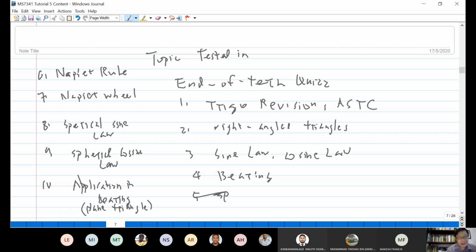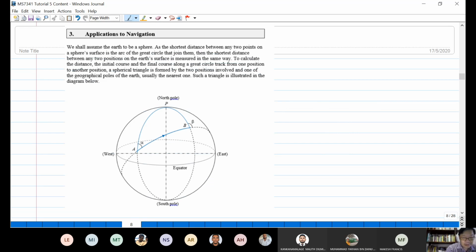So these are the topics tested, more or less going according to the order of questions and level of difficulty in the end of term quiz. Today we are going to do a new topic, and this topic is not tested in the end of term test. We have skipped example 7 and example 8, the four part theorem, so they are tested in the exam as well.